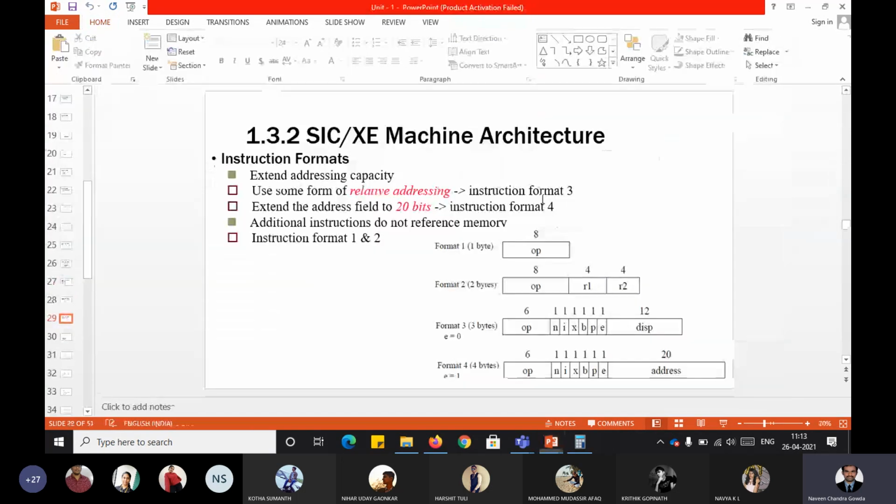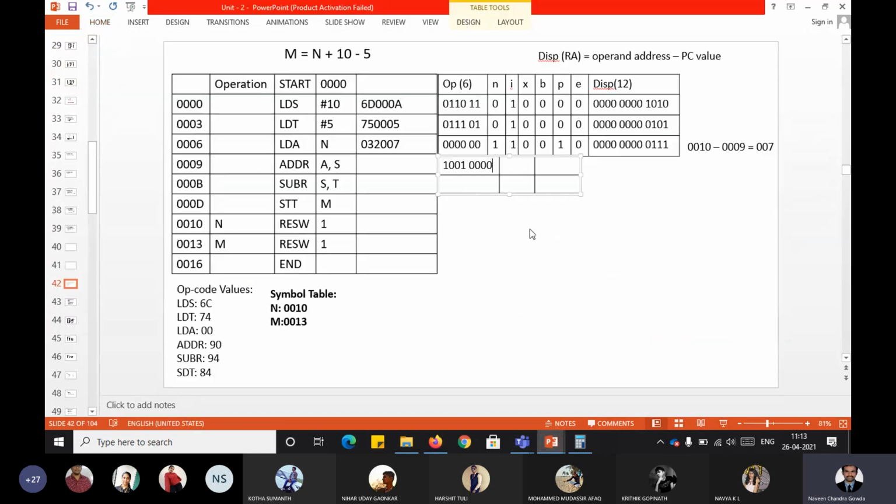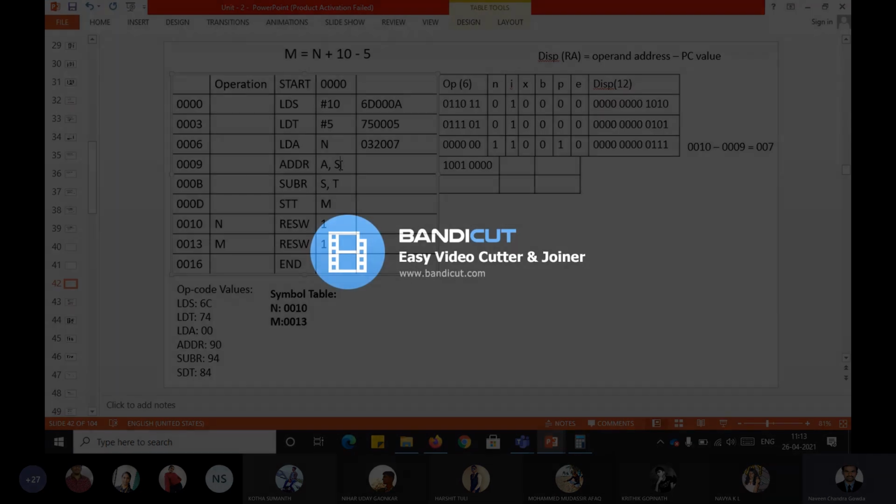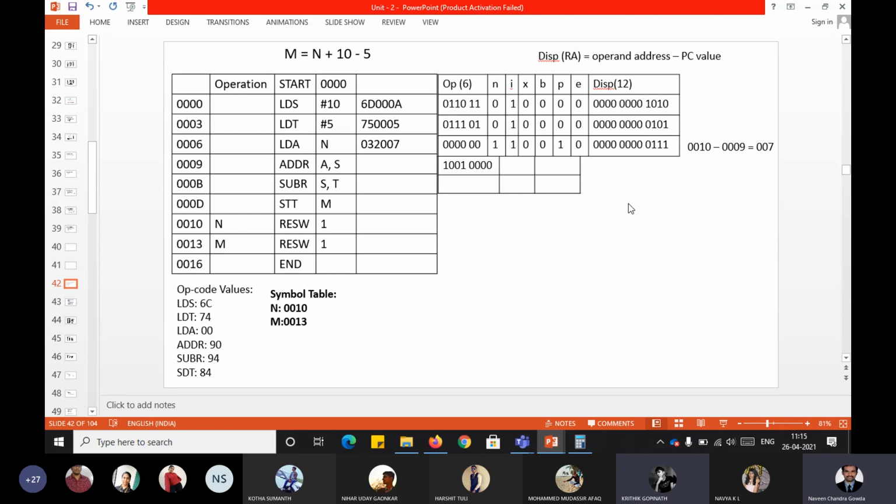Then later it is register 1 and register 2. What is register 1 here? It is A. What is register 2? It is S. But what are those values? Can anyone of you guess and tell me what are the values of A and S? What is the register value of A? So 0 and 4. Exactly.